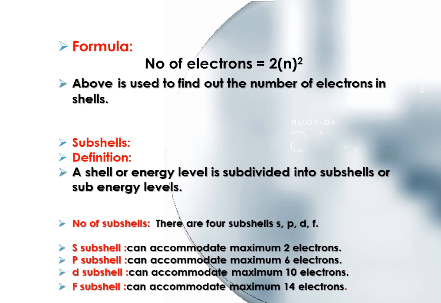Now there are 4 subshells: S, P, D and F. The letter S is derived from spherical, P is from principal, D is from diffuse, and F is from fundamental. Now how many electrons can a subshell accommodate? The S subshell can accommodate a maximum of 2 electrons, the P subshell a maximum of 6 electrons, the D subshell a maximum of 10 electrons, and the F subshell a maximum of 14 electrons.